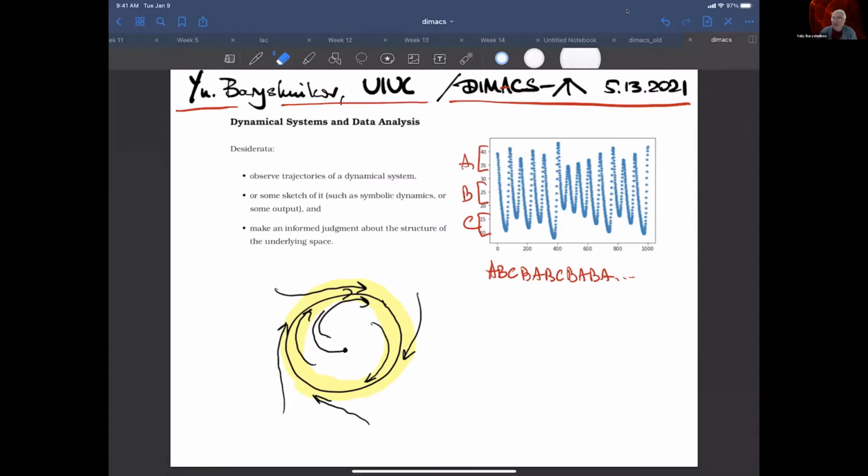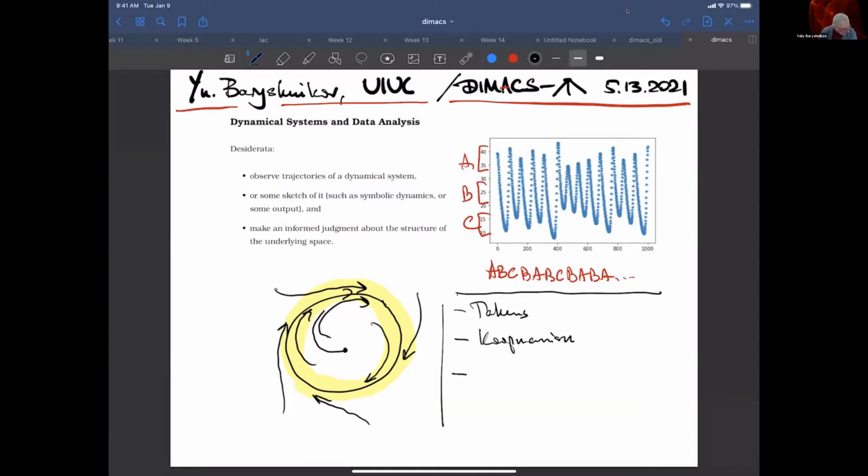I want operational stuff. I want to recover the topology of the space and operationally understand how I move through this space without writing these equations, just looking at the trajectories and seeing how they interact with each other. Of course, we have work going in these directions, things like token embeddings, and Koopman methods, and various others. It's not an empty field.